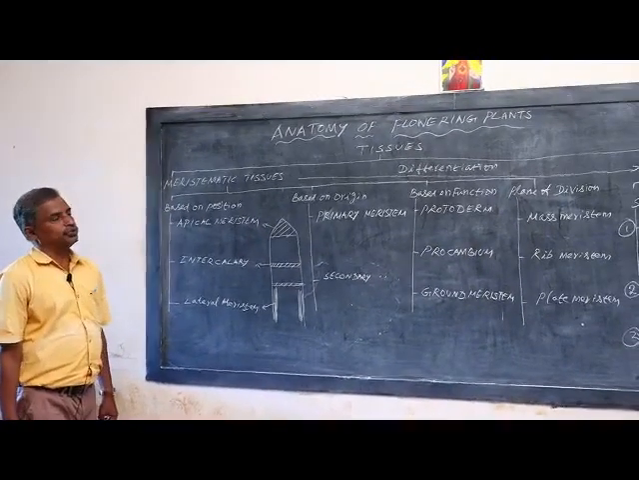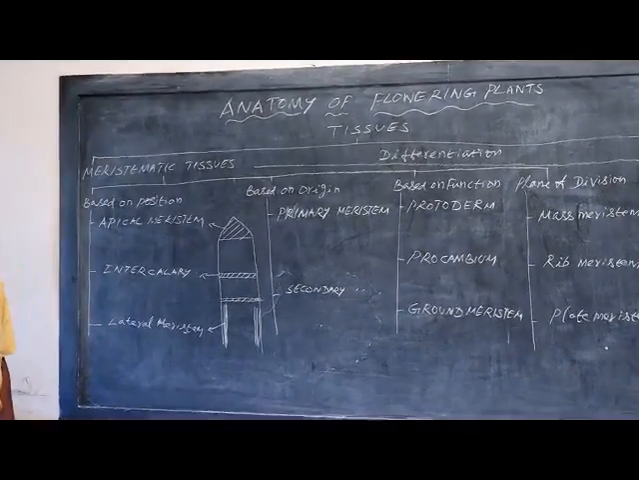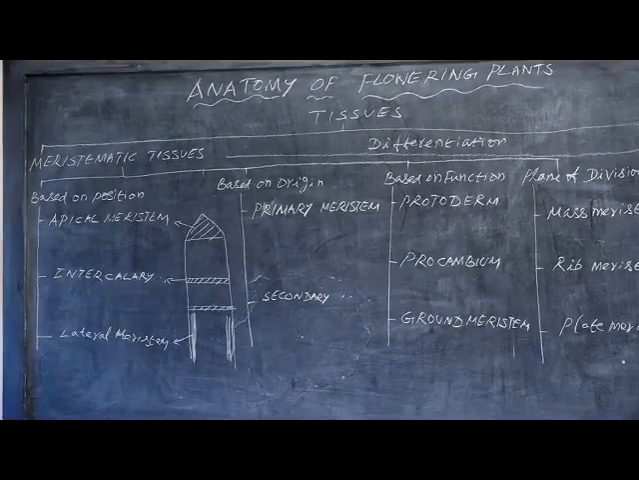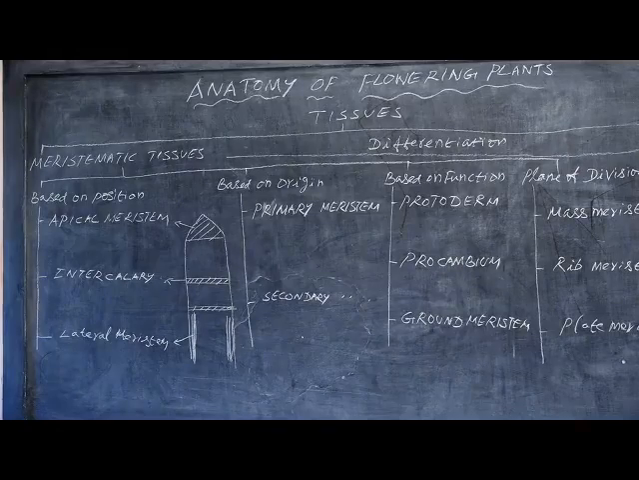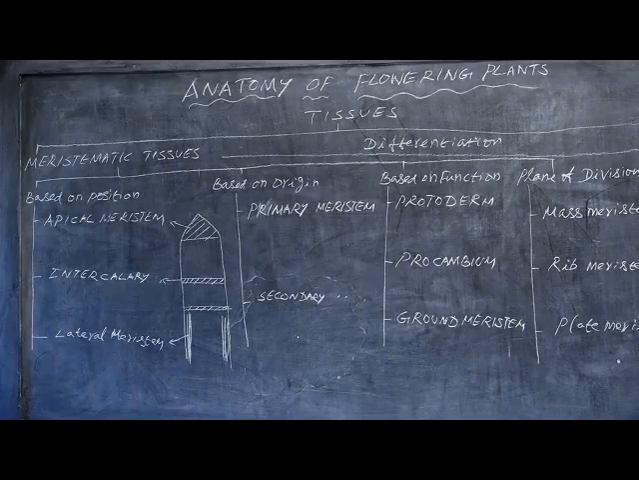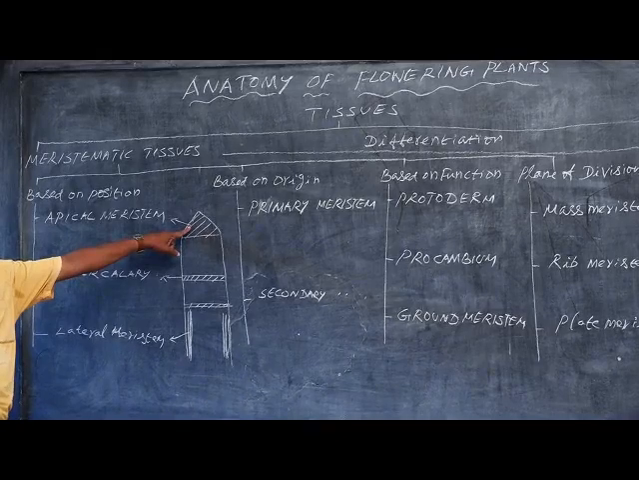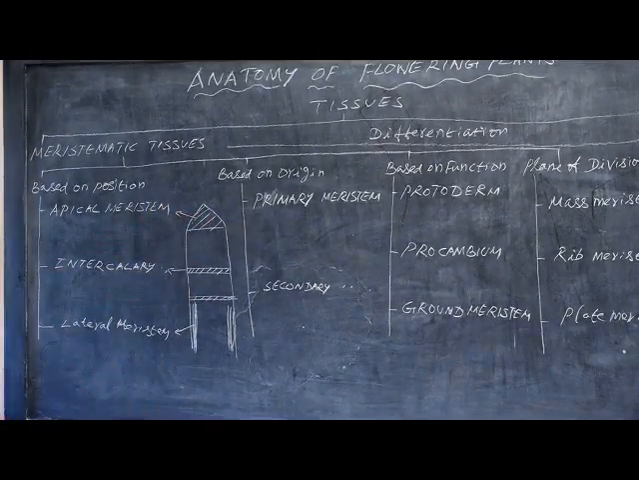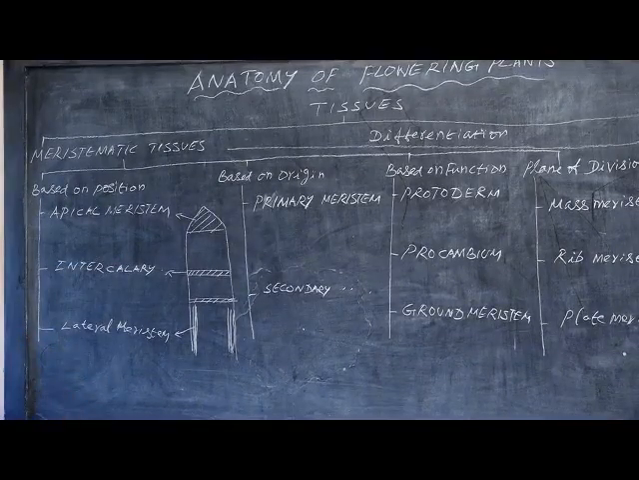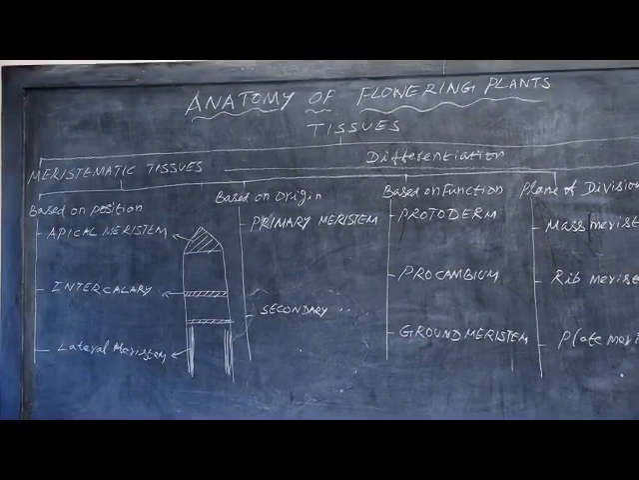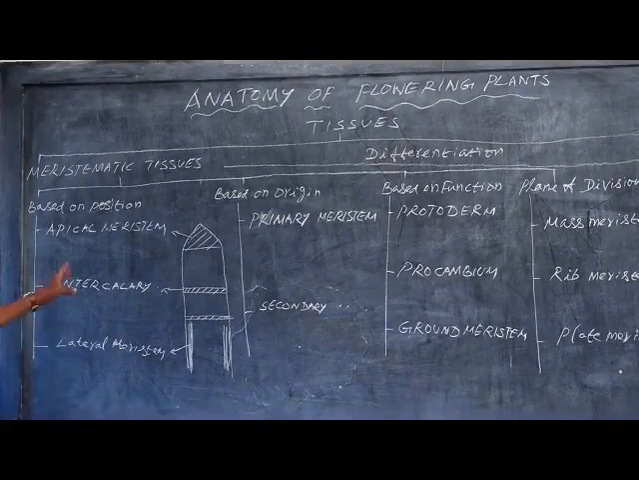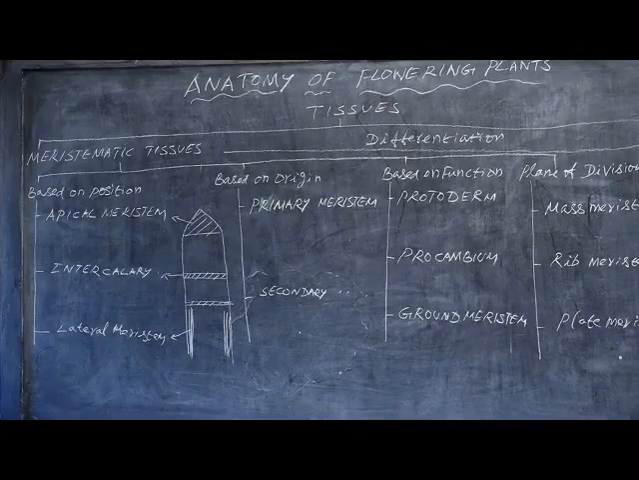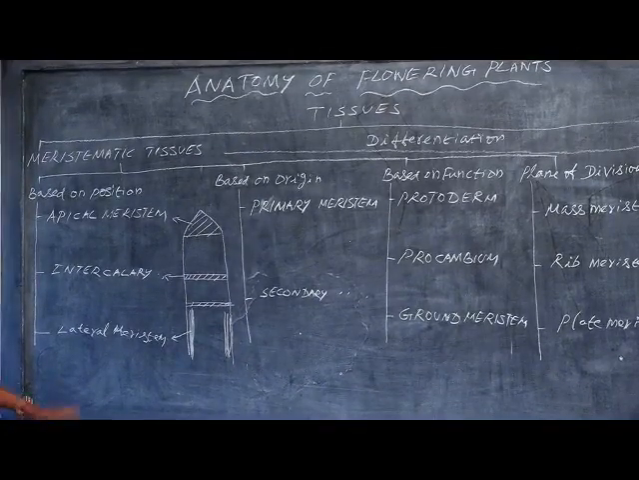The meristematic tissue found in the shoot apex is called shoot apical meristem. The meristematic tissue found in the root apex is called root apical meristem. So, this is the apical meristem found in the tip of the shoot. These tissues actively undergo cell division and produce new cells. This apical meristem is responsible for the vertical growth of the plant. The length of the plant is decided by the apical meristem.